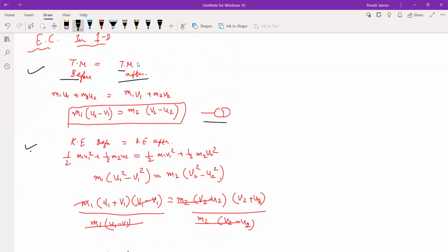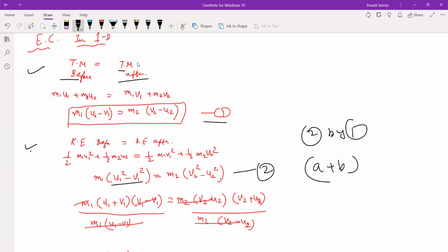Now this is equation number 2. So I'm dividing equation number 2 by 1. I can split this as (a plus b)(a minus b), because it's a square minus b square. Try this and get me the next step. Let's do equation 2 by 1, sir. Yes, equation number 2 divided by 1.